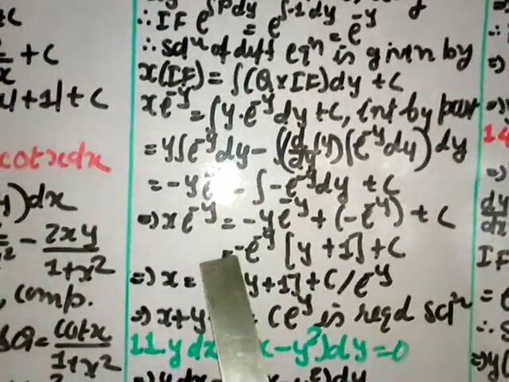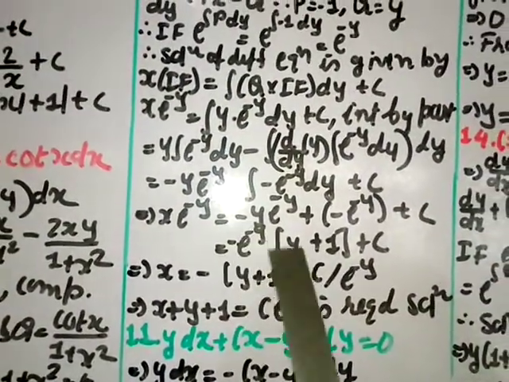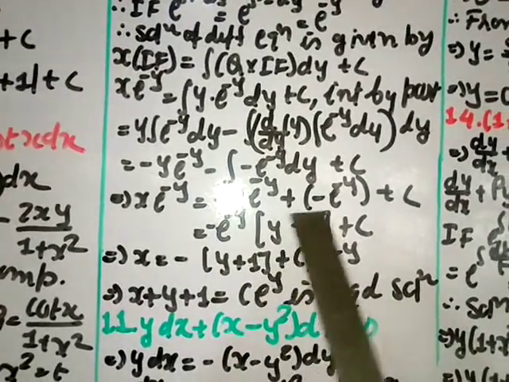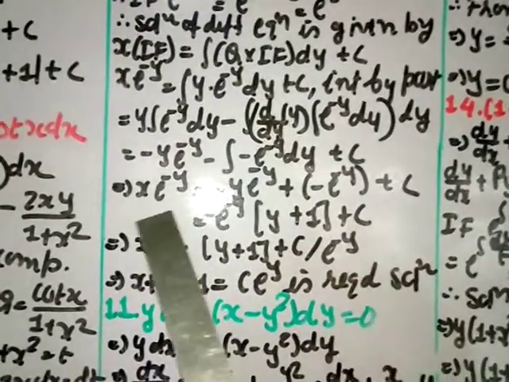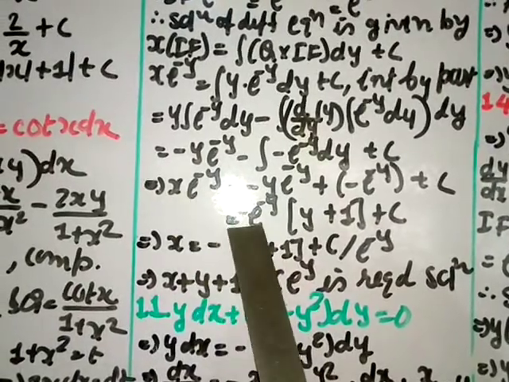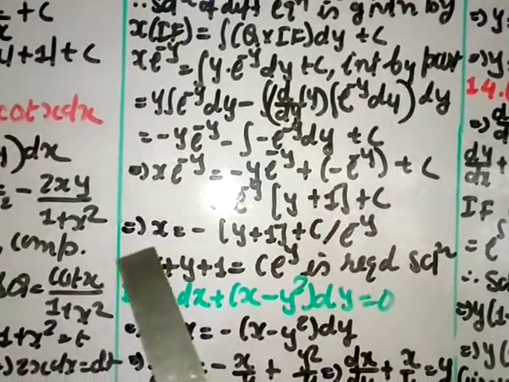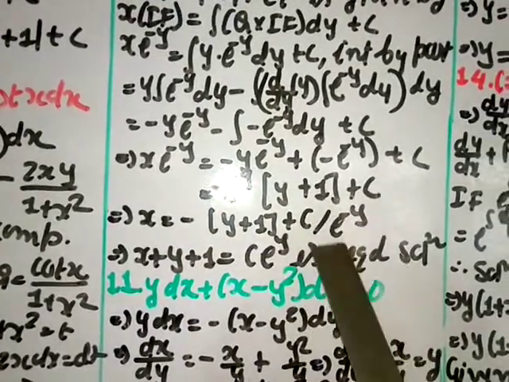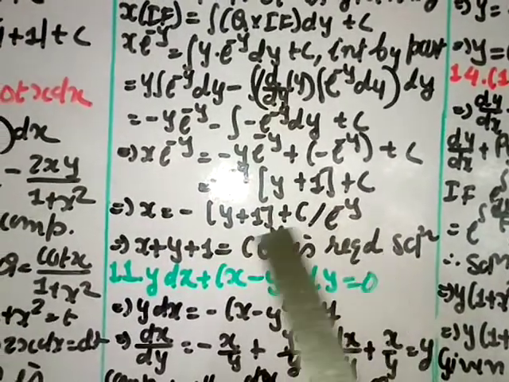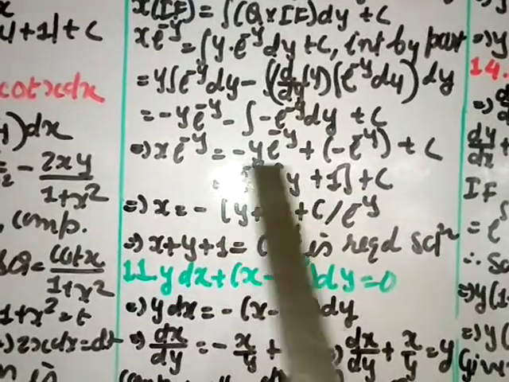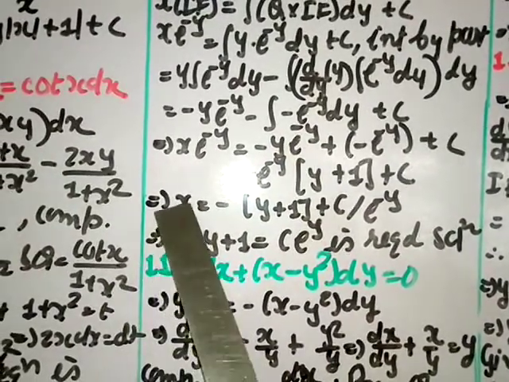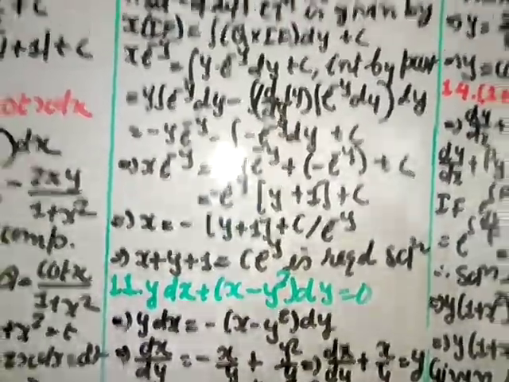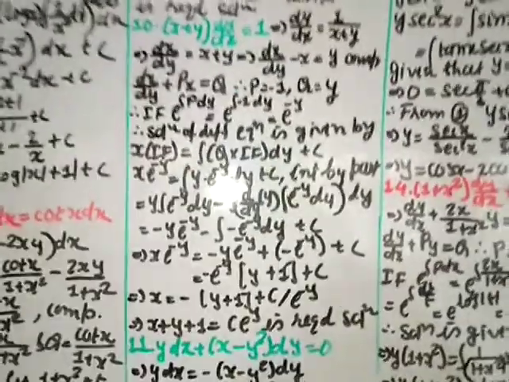From these two you can take minus e power minus y common. Here remains y, here remains 1. Taking minus, this becomes plus y, and here becomes plus 1, plus c. Now e power y, if you transfer it here, it will cancel here, and here it will go in the denominator. So you get x is equal to minus, this is cut, y plus 1 plus c divided by e power minus y. Then you can take it in the numerator, and this negative term I am just transferring over here and making it plus. So x plus y plus 1 equal to c into e power y. This is the required solution for the given differential equation.